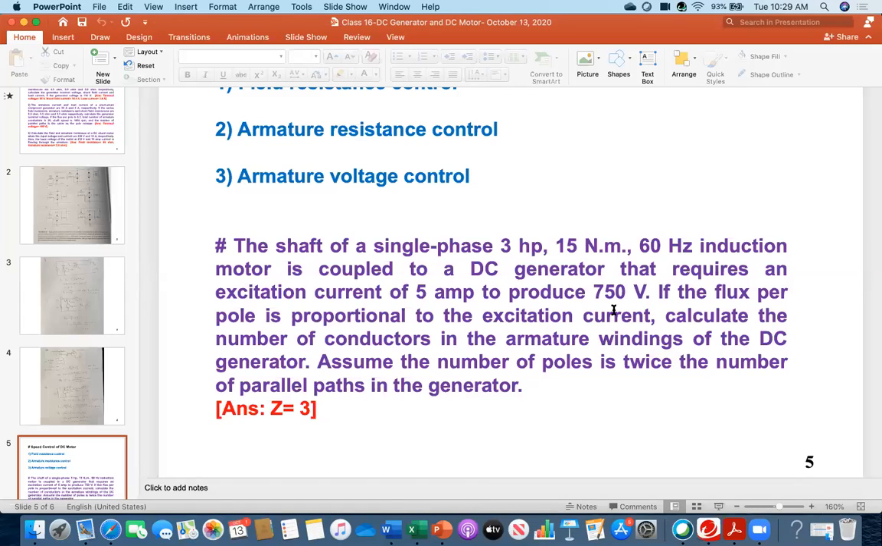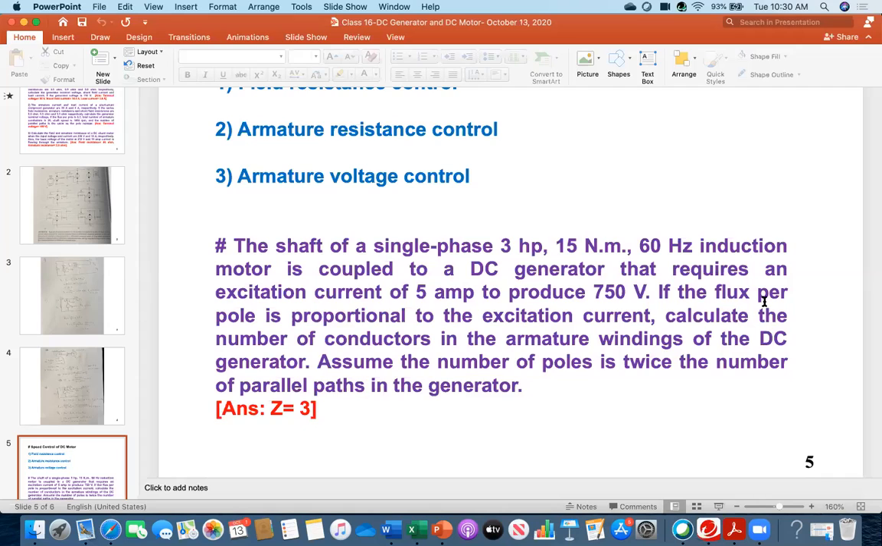And then E value is given, which is 750 volt. Now, everybody look, regarding the flux, it says flux per pole is proportional to the excitation current. What is the value of excitation current? It says 5 ampere. Therefore, your flux per pole will be 5. That is the meaning, if we assume that proportionality constant is 1.